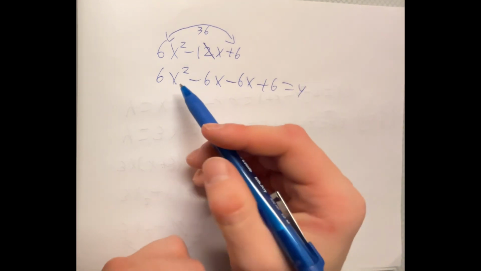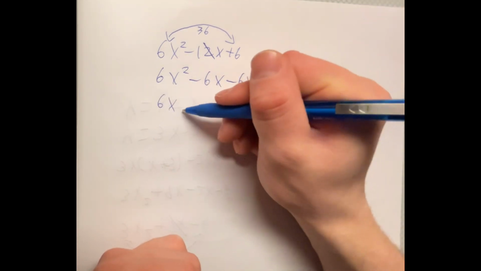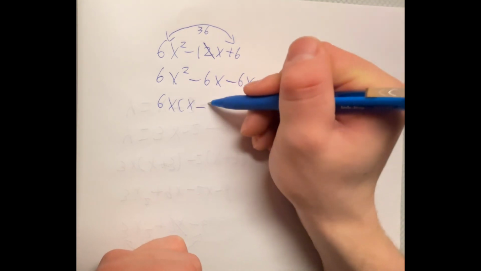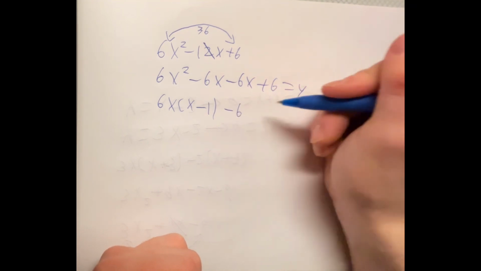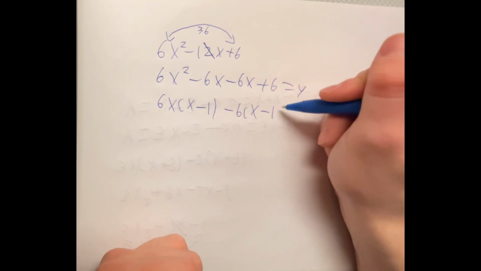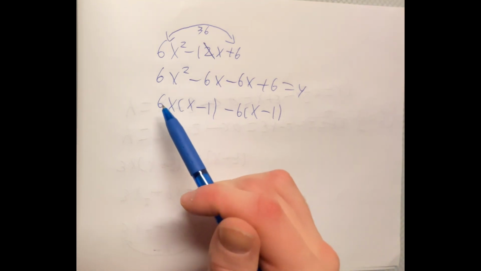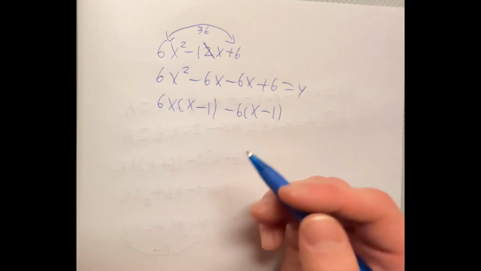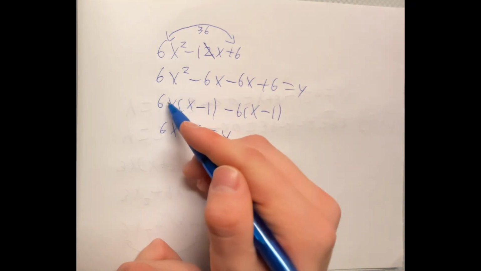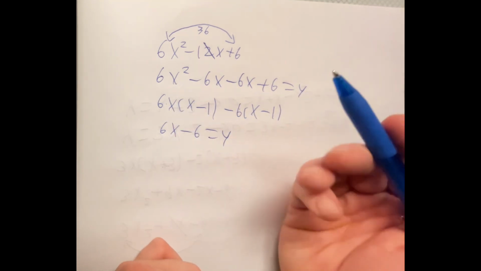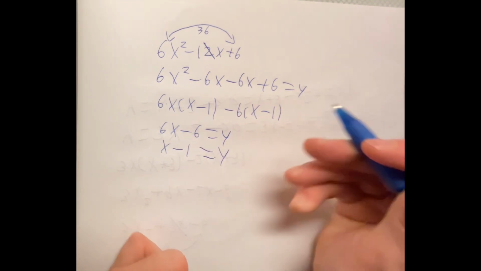So now what we have to do here is we factor out. So here we can take 6x out, and it's just going to be x minus 1, just like that. Here we can take a -6 out, and it's just going to be x minus 1, just like that. And now after we take our 2 equations, so we're going to have 6x minus 6, and obviously set it equal to y. So this would be one of our equations. Put these together, and then what's inside our brackets. So our second equation is x minus 1 equals y.